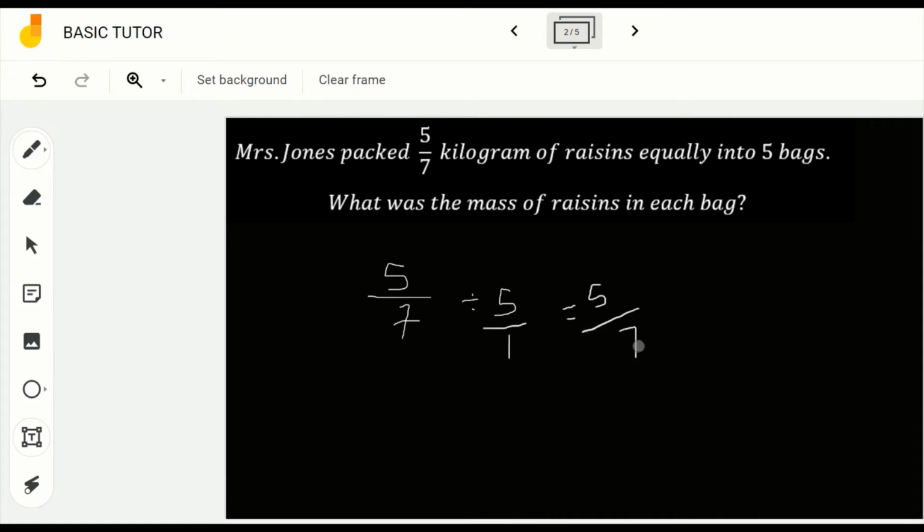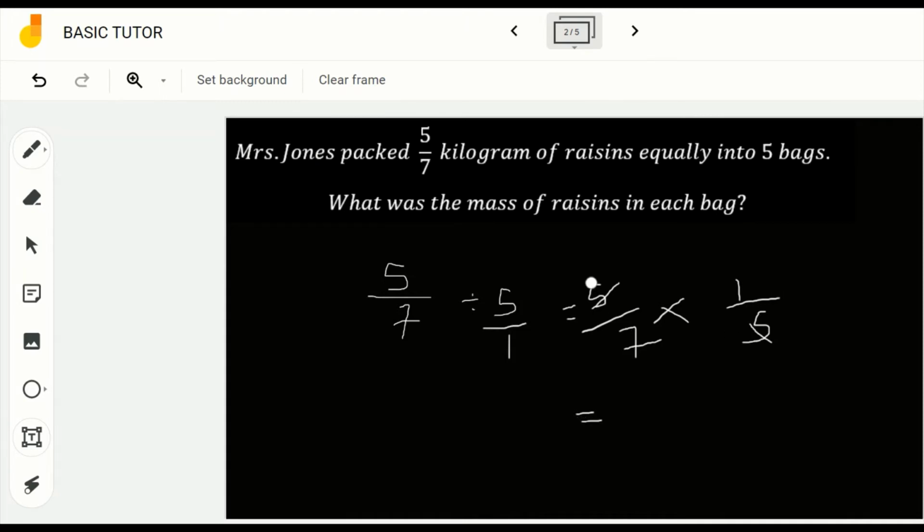So next step, we have 5/7. Division turns to multiplication. When that happens, we have to write out the reciprocal of the right hand side. It becomes 1/5. What we do next is to see if we can cancel out. In this case, 5 can cancel out 5. So I'm left with 1/7.